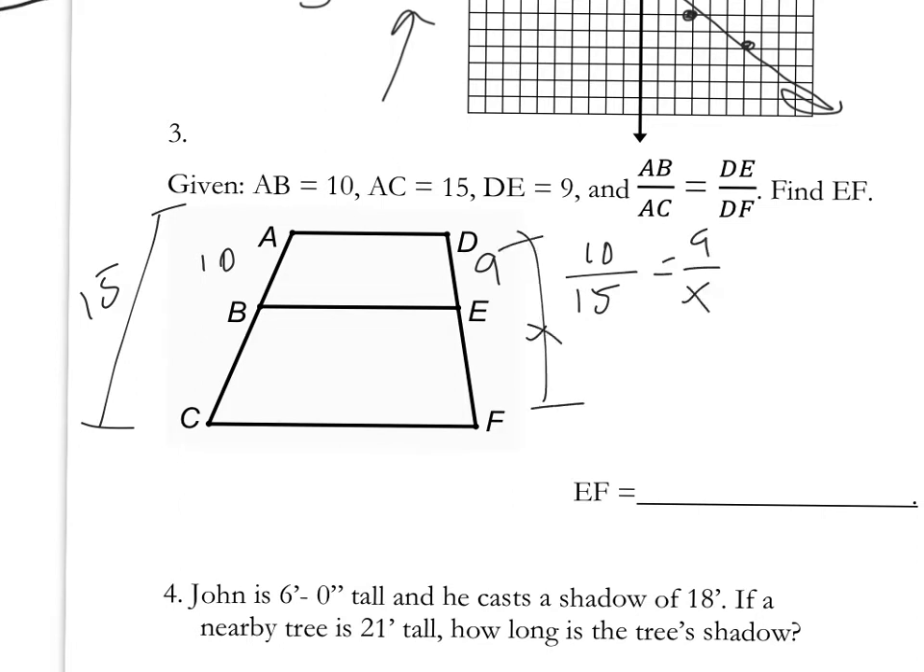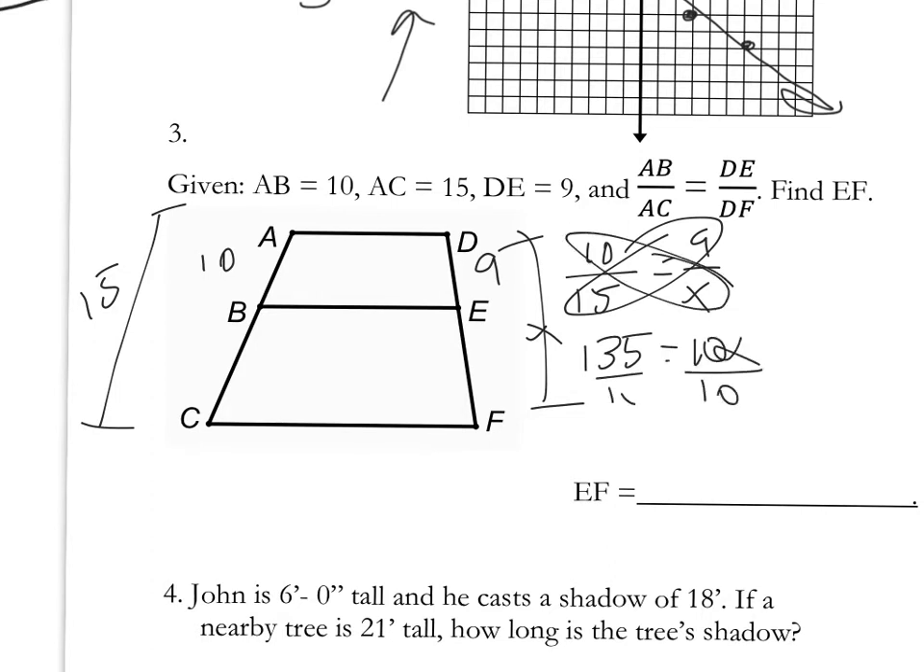Cross multiply. 9 times 15 gives me 135, and 10 times x is 10x. Divide by 10 on both sides. x equals 13.5. Well, you think you're done, but it says EF, so this whole length right here is 13.5. I'm trying to find just this little chunk. So I can take 13.5 and subtract the 9 that I already know, and that's going to give me the chunk that I'm missing, which is 4.5.